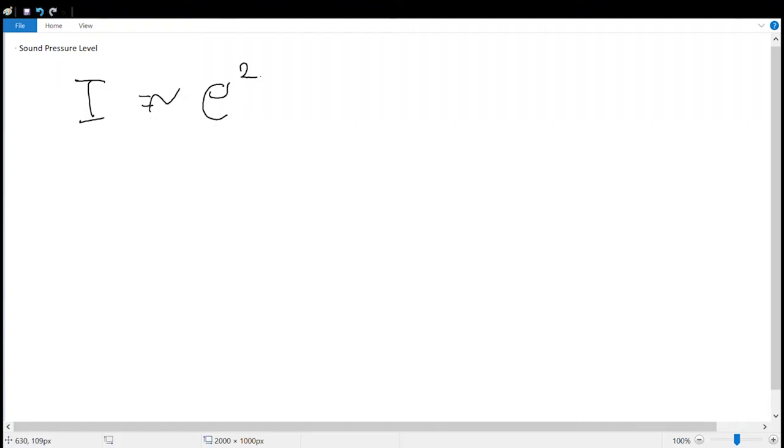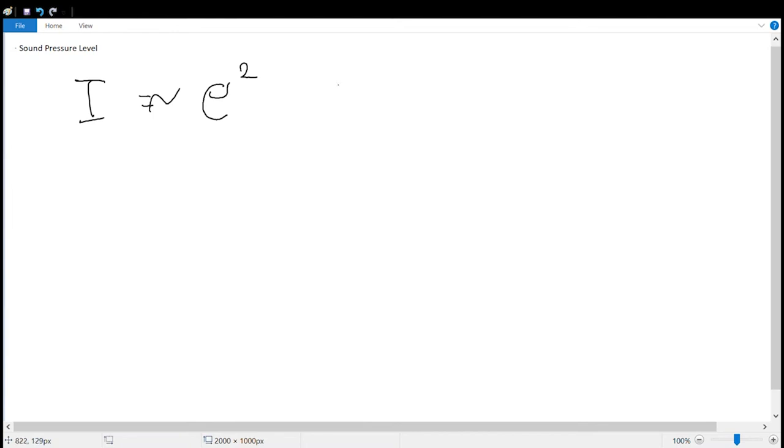This actually is different at various stages. In the near field, that's not quite right. It's related to particle velocity as well. But on the whole, it's proportional to the pressure squared in the free field. So sound pressure level is related to intensity, but it's the pressure squared.